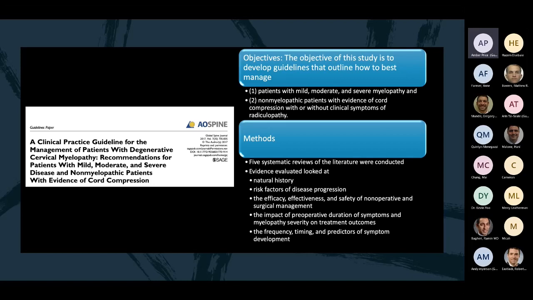So I think the hard part comes when you're trying to decide who to operate on and who to watch. The AO Spine and Global Spine Journal published these recent guidelines to help with determining when patients should undergo surgical intervention. They did 5 systematic reviews of the literature and evaluated the natural history, the risk factors of disease progression, efficacy and effectiveness of surgery, and then the impact of the duration of symptoms and severity.